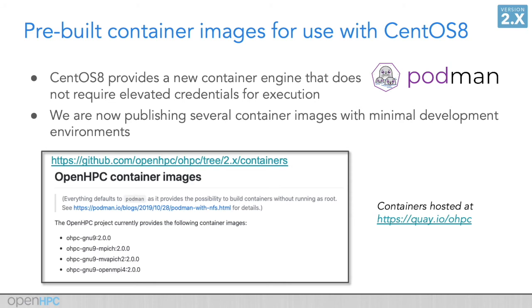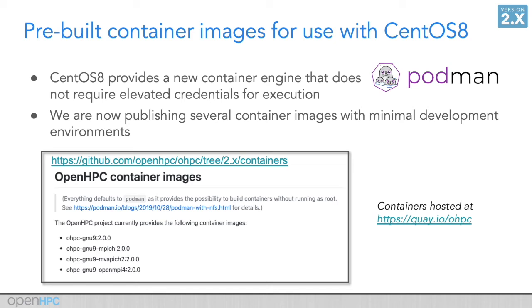One of the growing technology trends over the last few years has been the use of containers. And because of the way OpenHPC publishes our packages, it's actually fairly straightforward to pull in one or more packages from OpenHPC into a container. But one of the things we've done recently is to be a little bit more proactive in terms of providing a set of pre-built container images.